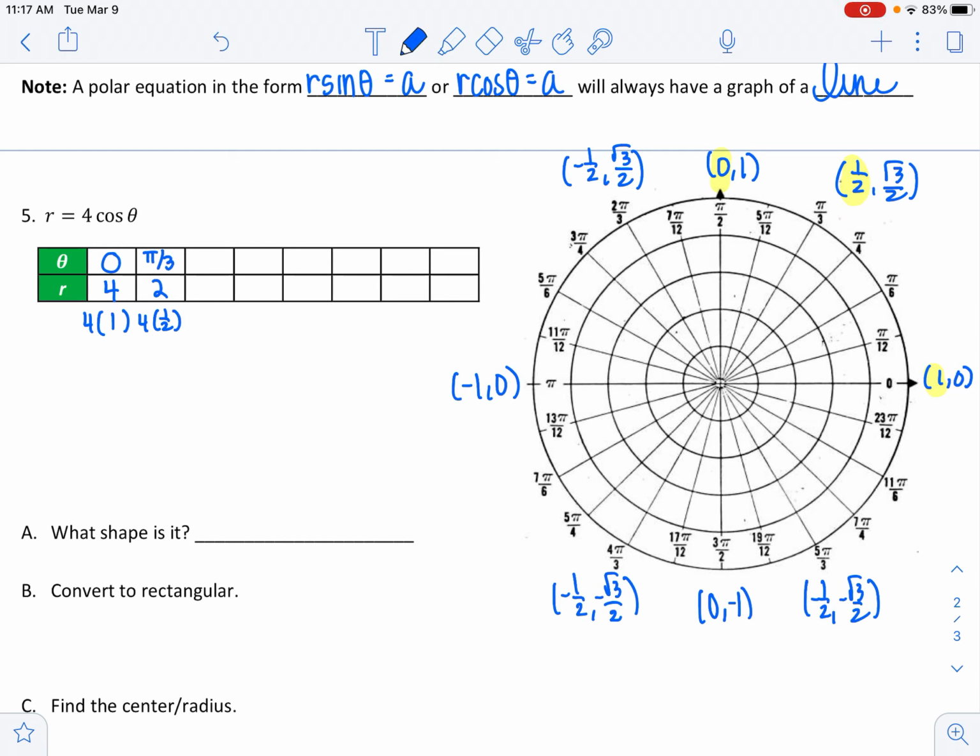So I'm using this cosine value next, right? So I'm going to do pi over 2. And that is 4 times 0, which is 0. Then at 2 pi over 3, I'm going to do 4 times cosine, which is -1/2. And that gives me -2. All right, then I'm going to go to pi. It's 4 times the cosine, which is -1. So it's -4. And then I'll go to 4 pi over 3. 4 times the cosine, which is -1/2. So that's -2.